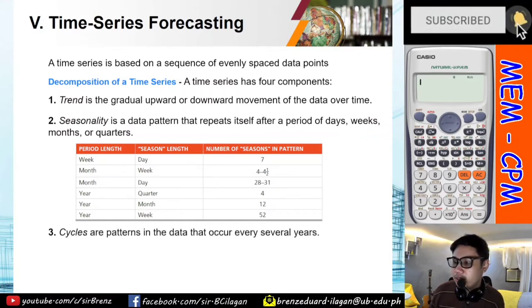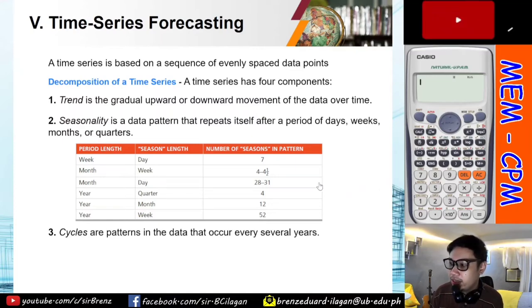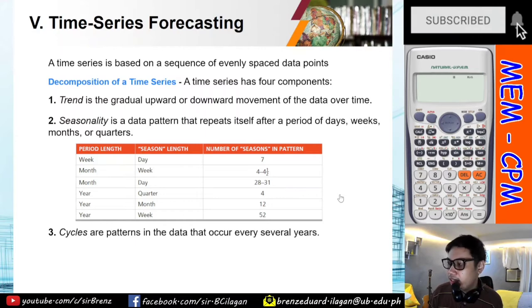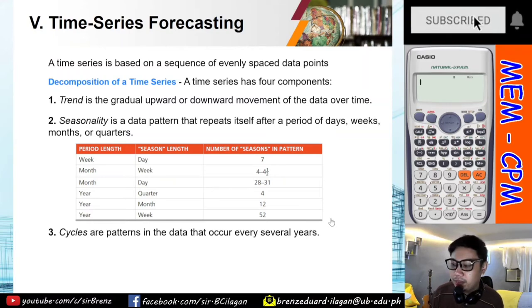So, meron tayong sunod. These are the cycles. What do we mean by cycles? Cycles are patterns in the data that occur every several years. These are usually tied into the business cycle and are of major importance in short-term business analysis and planning. The predicting of the business cycle is difficult because they may be affected by political events or by international turmoil.